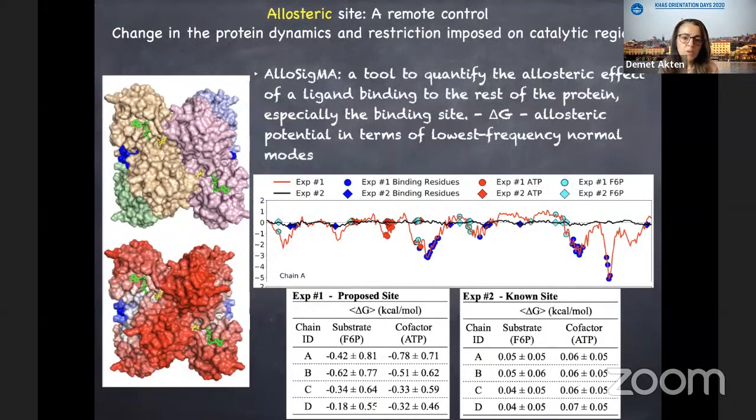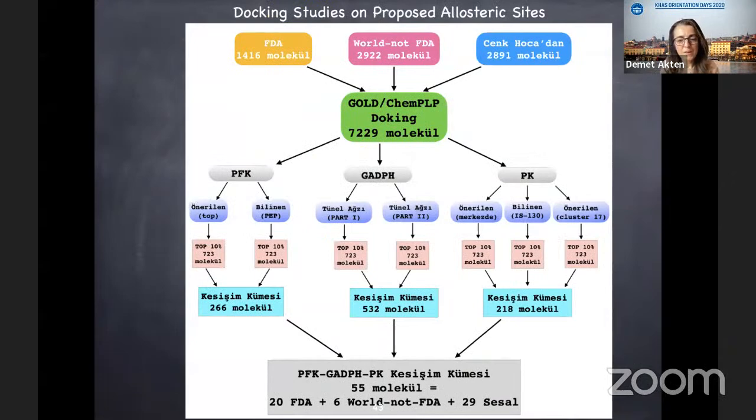We were hoping to see this also from the non-allosteric site. However, we didn't, and that was a surprising finding for us. But we were very happy to see the reduced dynamics that was displayed by the proposed site, by experiment number 1. And this was something very promising for us, for all of us.